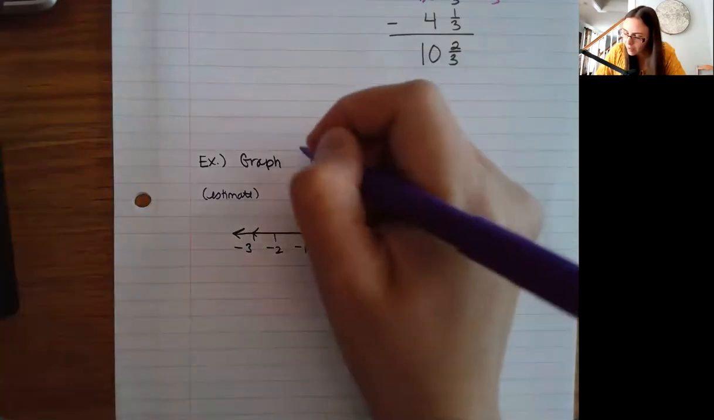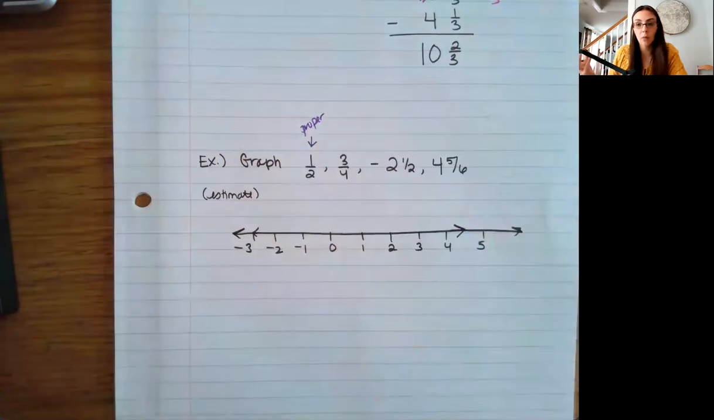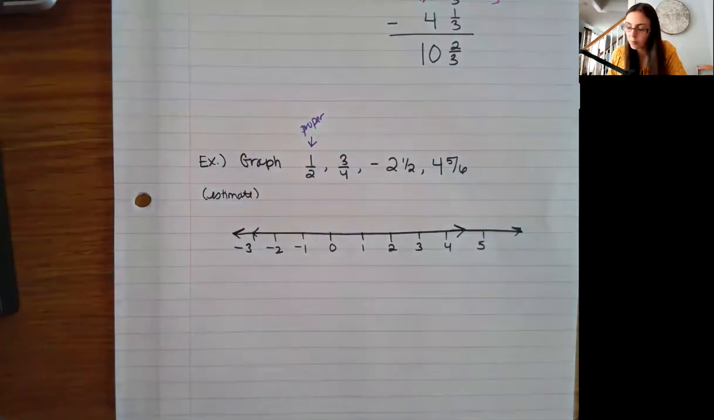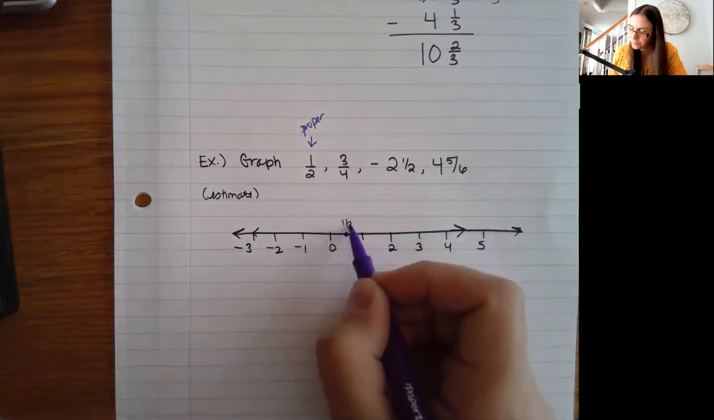Now, 1/2, this is a proper fraction, right? So we know it's going to be between 0 and 1. And it's a half, so it's halfway between 0 and 1. So 1/2 is going to be about right here.